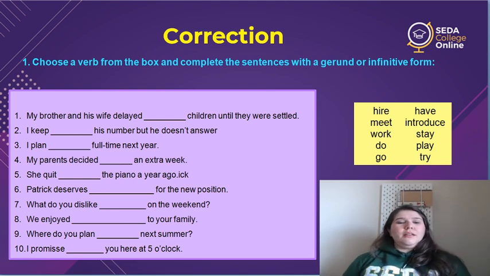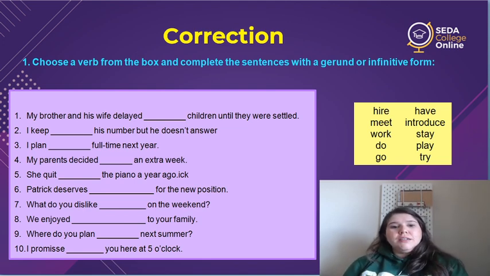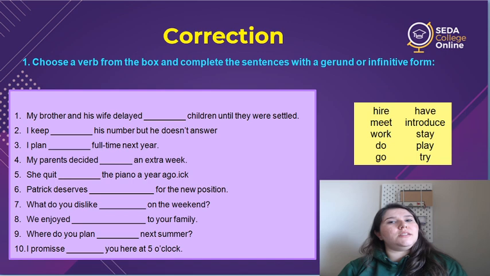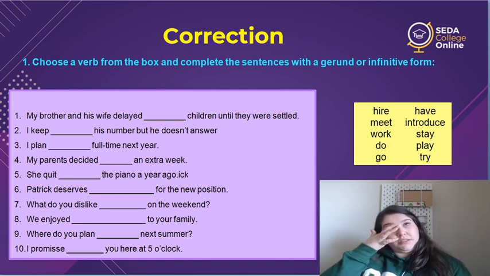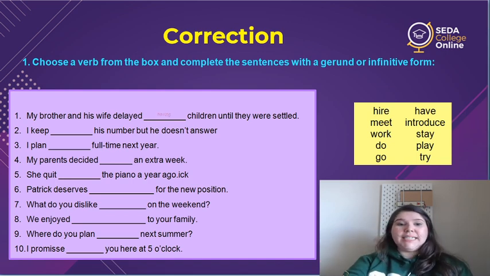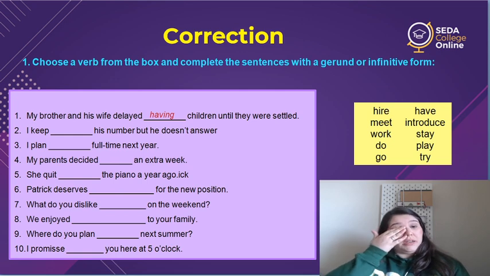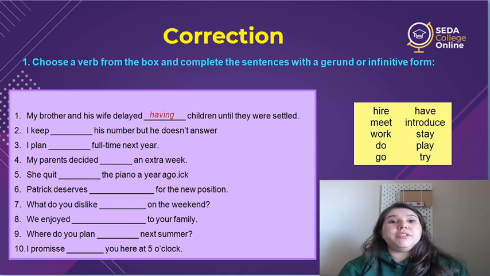My brother and his wife delayed. Delayed what? When we talk about children, the verb is have. But after delayed, do we use infinitive or gerund? Ta-da! Having children. So after the verb delay, we use gerund form.